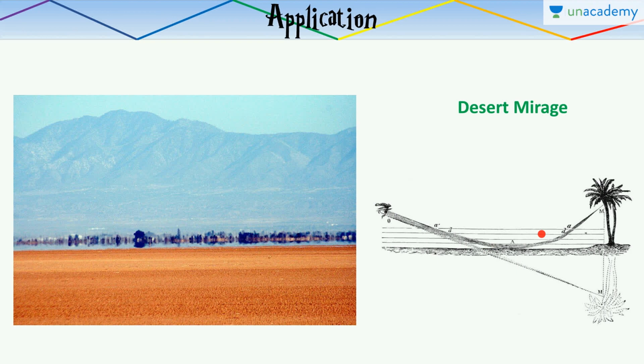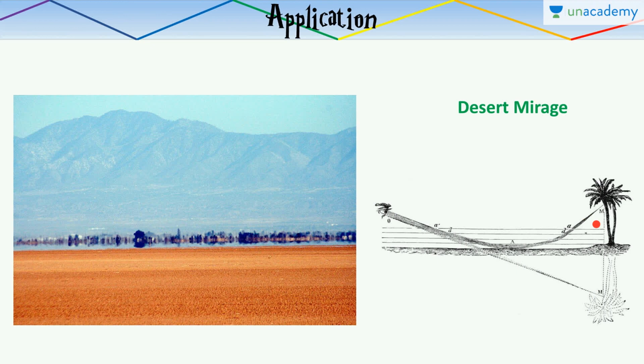Because the refractive index of this layer is greater than this layer, the light will increasingly bend away from the normal, and as a result, slowly and eventually it will totally internally reflect back into the air, as if it will reach our eyes in a sense that we would feel that the tree is somewhere here. In fact, the tree is somewhere there.